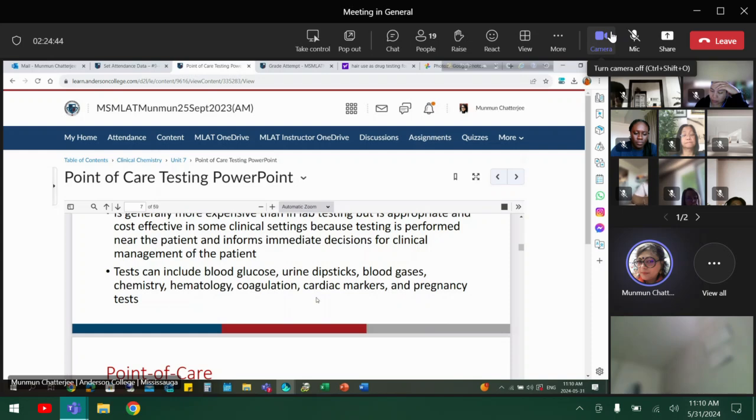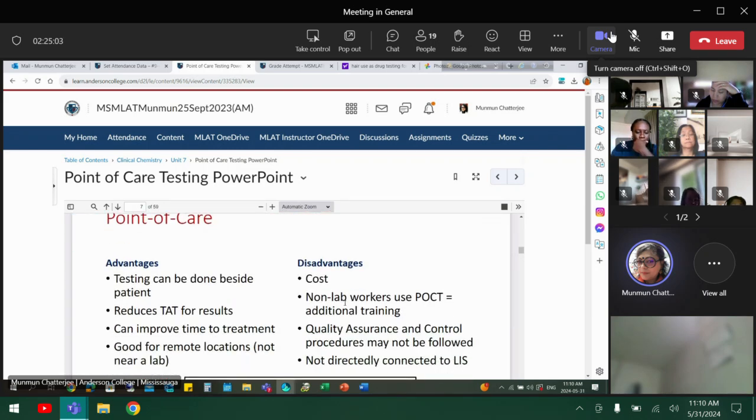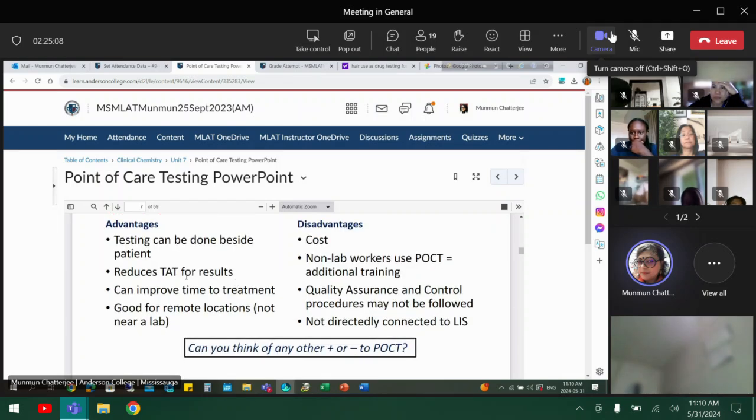Tests include glucose, urine dipsticks, blood gases, some chemistry, hematology, coagulation, cardiac markers, and pregnancy test. Do we only use the blood glucose and urine dipsticks? Basically, all others go to the different labs. Okay, anyway, advantages and disadvantages. Advantages: can be done bedside, reduces turnaround time for results, can improve time to treatment, good for remote locations not near a lab. Disadvantage: more costly.